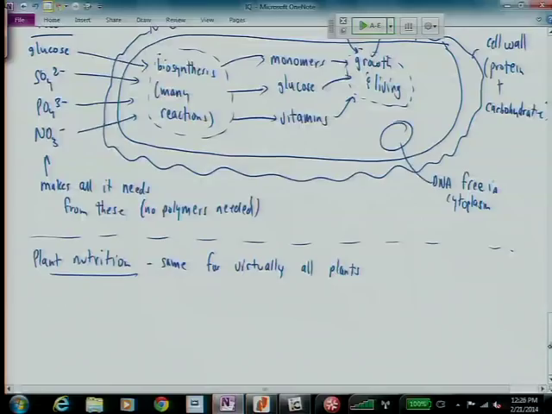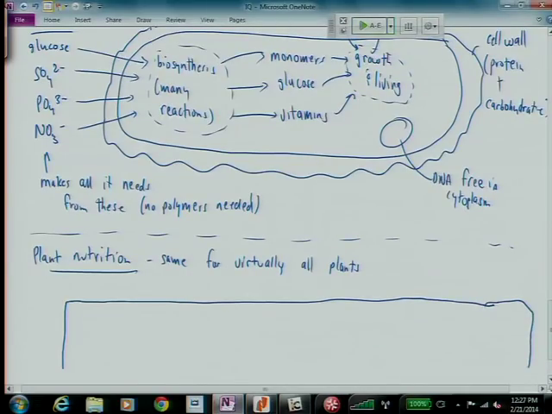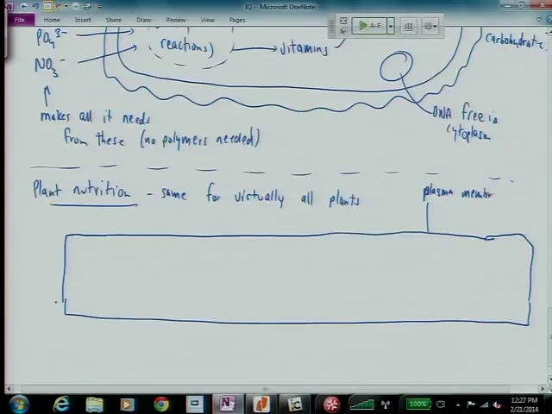So here, let me sketch this guy. We need a little more space. Plant cells are oftentimes actually rather rectangular. Let me give myself a little more room here. So plant cells have a plasma membrane. They also have a cell wall around them.